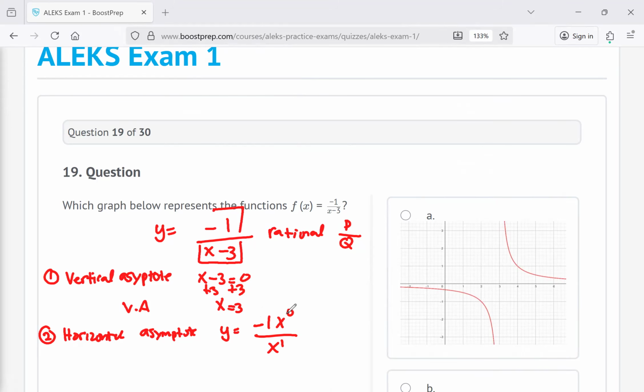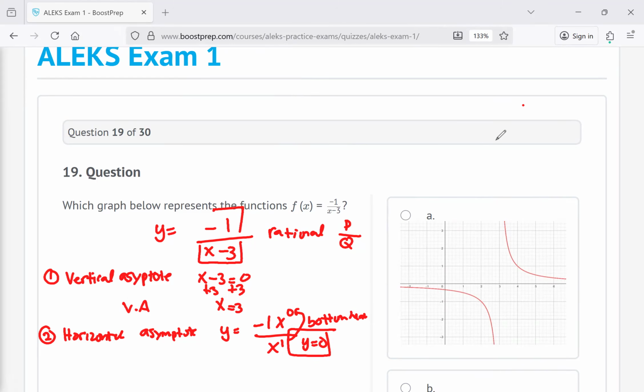So what do you think? Technically there are three rules: if it's top heavy, bottom heavy, or the degrees are the same. So this is bottom heavy because the degree on the bottom, x to the 1, is larger than the degree on the top, right? So when it's bottom heavy, you do have a horizontal asymptote. It is y equals 0. Do not say none because that's false. You do have a horizontal asymptote at y equals 0. Okay, so we found our two asymptotes. Our vertical asymptote is at x equals 3, and my horizontal asymptote is at y equals 0.